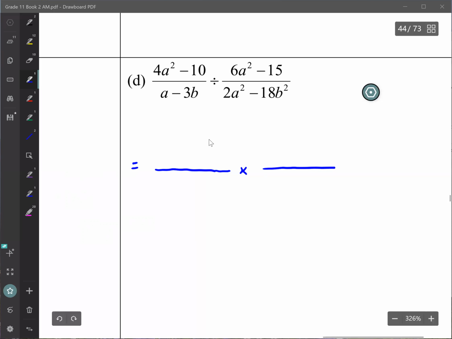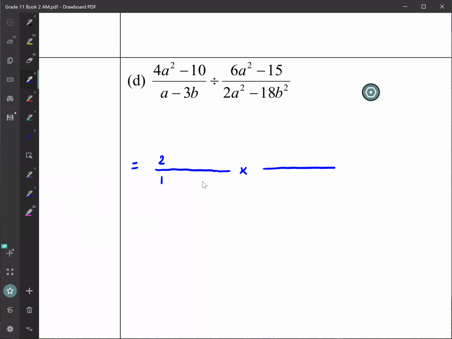Okay, Aaron, can you tell me what you have for the first fraction? Everything is factored, right? Yeah, just the first fraction. It should be 2 over 1. Oh, okay. Just the numerator first, okay? Numerator, how do you factor that? First you just take out a 2. Yeah, what's left? That'll be 2a squared subtract 5.